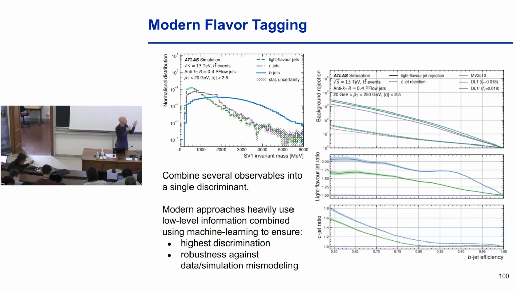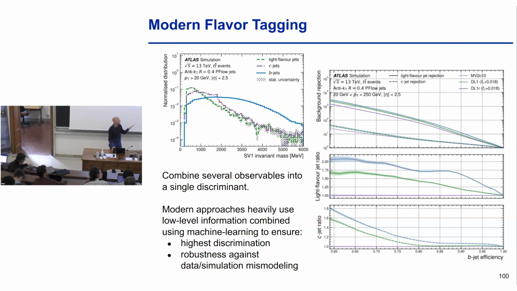And so all the information is put together, and you often will see this type of plot which characterizes the performance of this algorithm as a function of the efficiency you want to isolate, in this case, for instance, B hadrons, and the probability of instead having a light flavor or a C jet misidentified as a B hadron.